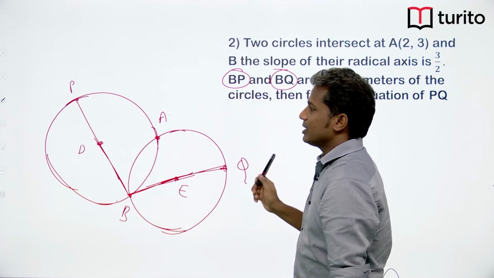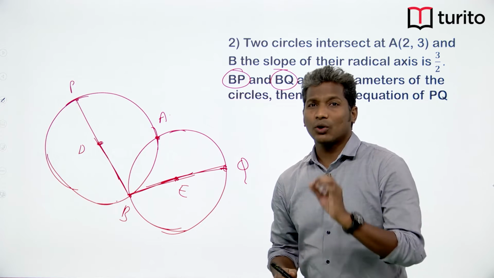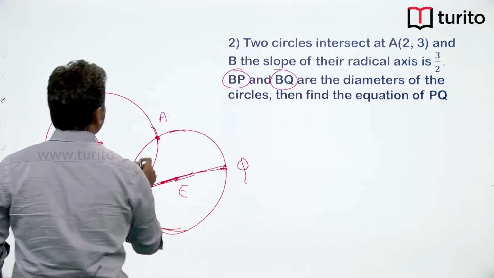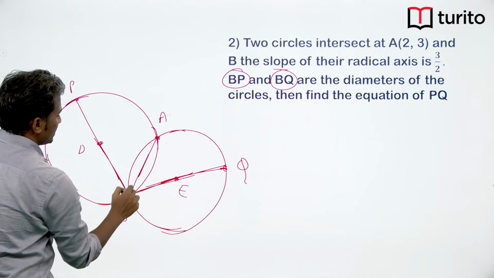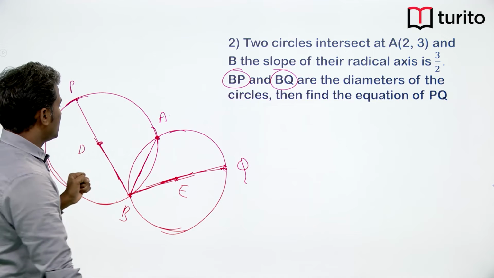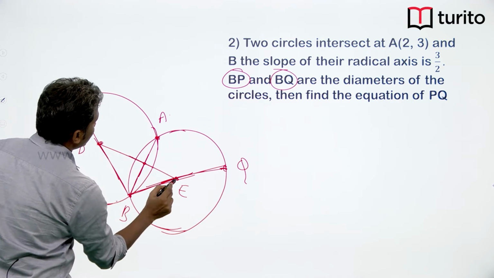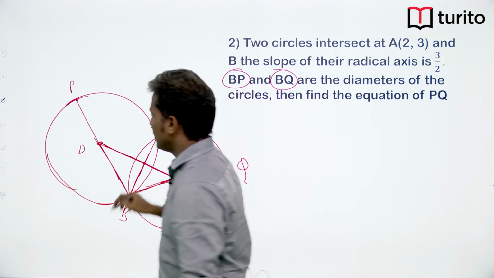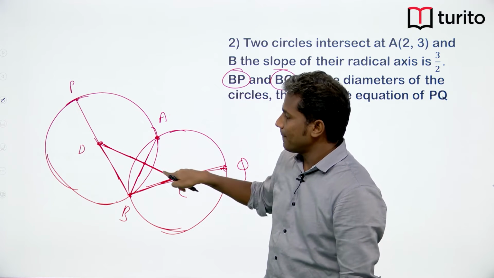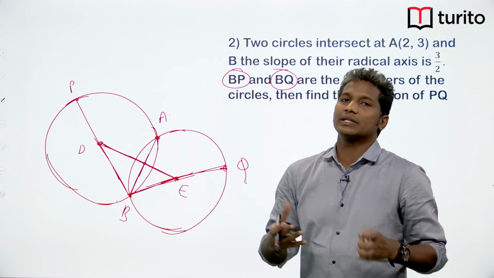Now what is the best way to find the equation of PQ? Here, if you observe the geometry, you may find some interesting things. For example, if I join AB, then AB will become my common chord. The midpoint of this common chord will lie on the line joining the centers. The line that joins the centers is going to bisect the common chord. This will always happen.